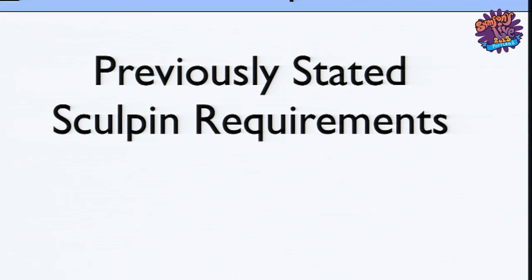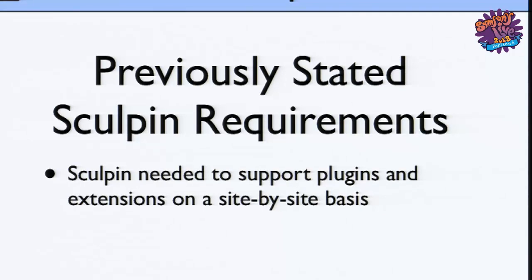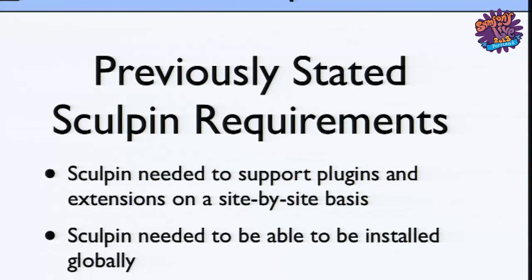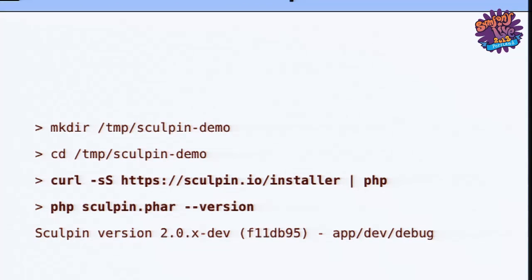Previously, I said that I wanted Sculpin to be able to have plugins on a site-by-site basis, and I wanted to be able to have Sculpin installed globally. So if anyone wants to follow along with these commands, you can do so right now, and 95% chance it'll work. Probably not. So we're going to basically create an isolated directory in temp Sculpin demo. We're going to go in there. We're going to run the installer and get Sculpin. And this is going to represent our global installation of Sculpin. It's going to live in one location, and everywhere else I'm going to use it will come from here.